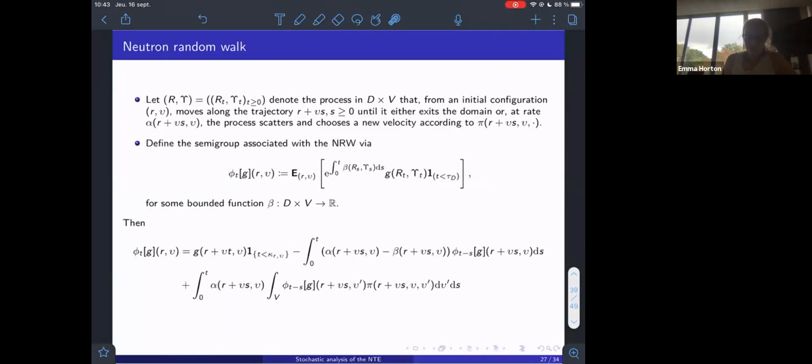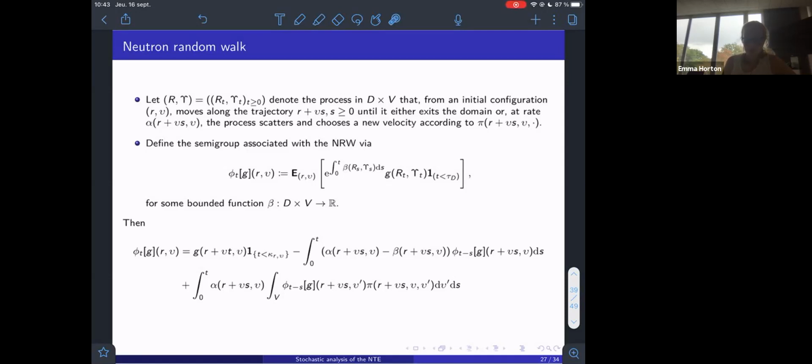And we can show that the evolution equation for this semigroup is given here. So again, up to time t, nothing could have happened. I could have just moved in a straight line. Or there was a scattering event at rate alpha. And when there is, I choose a new velocity according to the probability density pi. And then I have this extra term here, beta, which is coming from the potential here. So we can see it does look a bit like the neutron transport equation, at least the mild version of the neutron transport equation that I defined for the branching process.